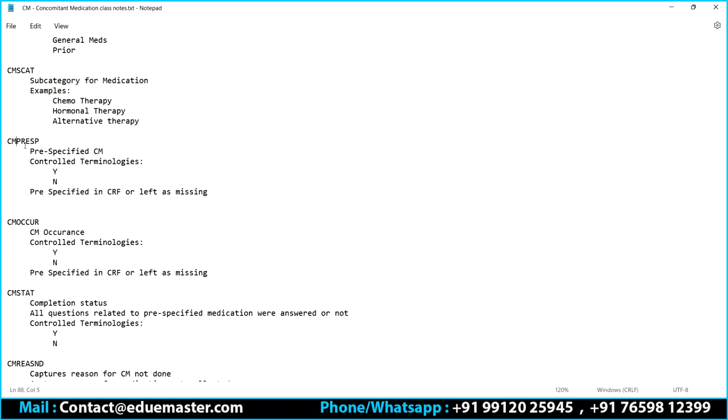CMPRESP is your pre-specified concomitant medication. The controlled terminology is going to be yes or no. It is defined in your CRF. CMOCCUR is the occurrence of your concomitant medication. Again, it is going to have controlled terminology, yes and no. CMSTAT stands for the status, whether it is done or not. How are we going to define it? During the screening, you are going to note down all the details. So whatever questions you have about your concomitant medication, has the patient clarified or not?